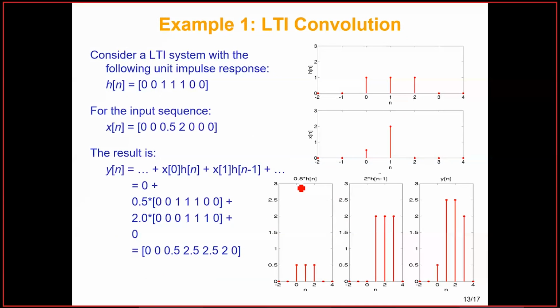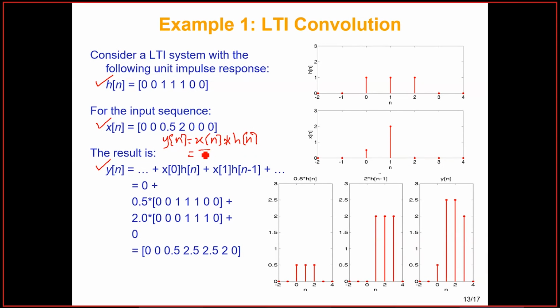And this is another example where we are given h of n, it is known for the system, we are given x of n, and using these two, we can just find out what is the output, and output y of n would be simply the convolution of x of n with h of n. And what does this convolution mean?